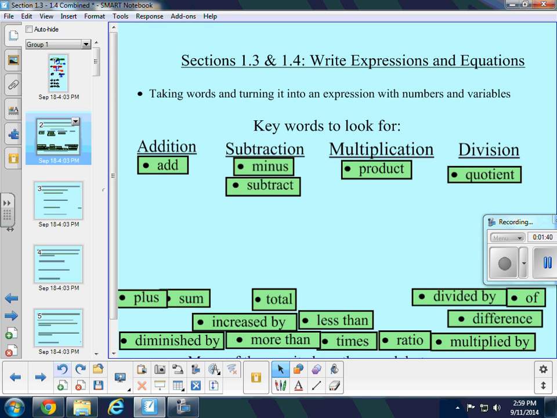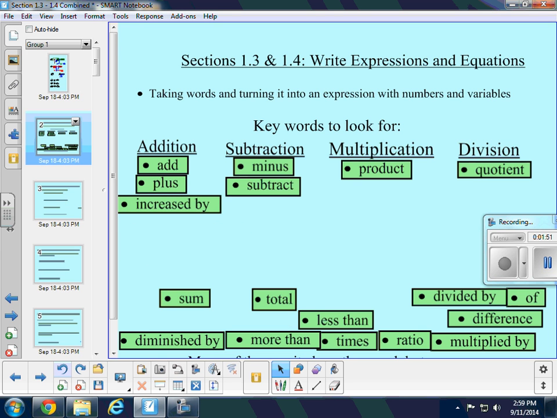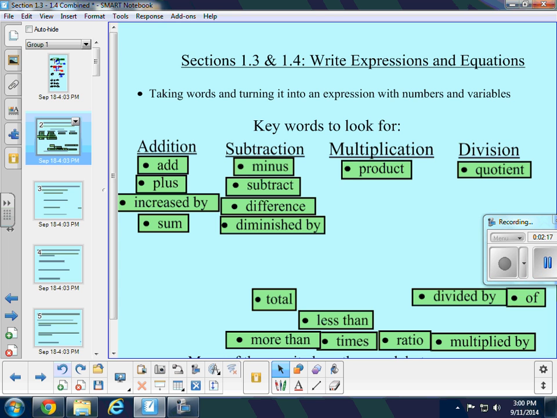Adding a few more here to the addition list. Plus or increased by, if I have some number like 8, means I'm going to add those 2 numbers together. Some more maybe for subtraction. Difference means I'm taking away, like if I have 10 diminished by 5, that means I would take 10 minus 5. It's like I'm taking that much away, so that means subtraction.